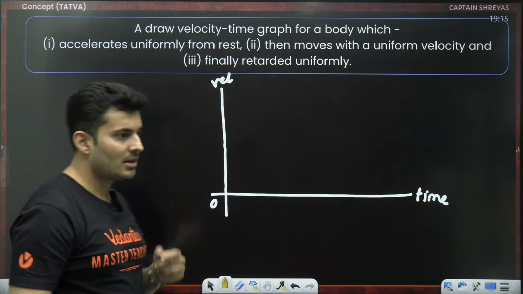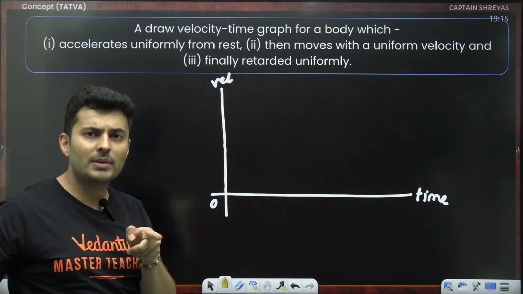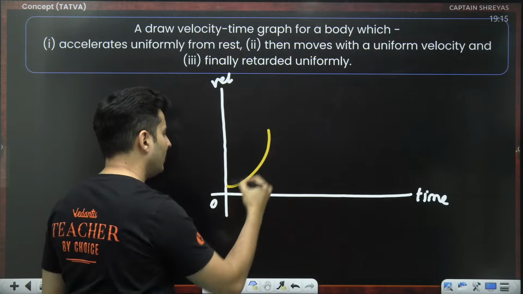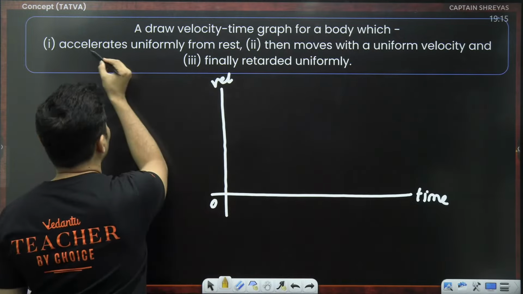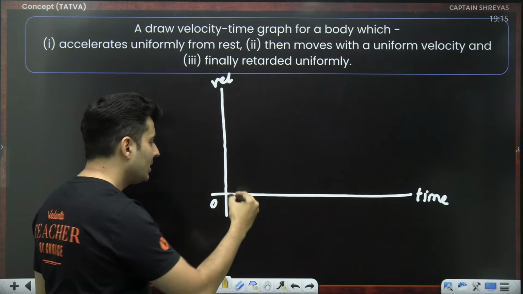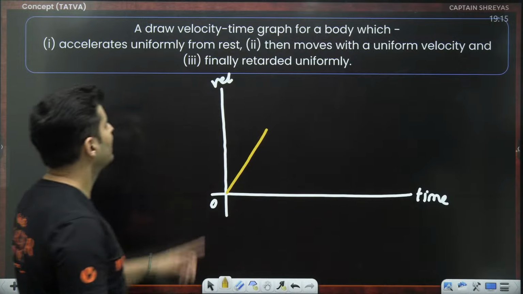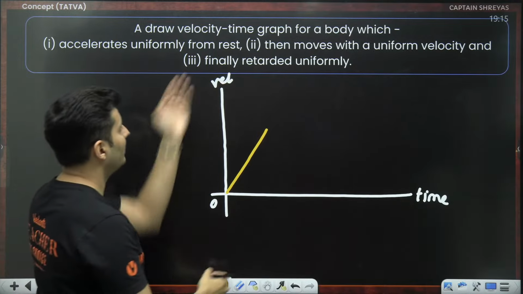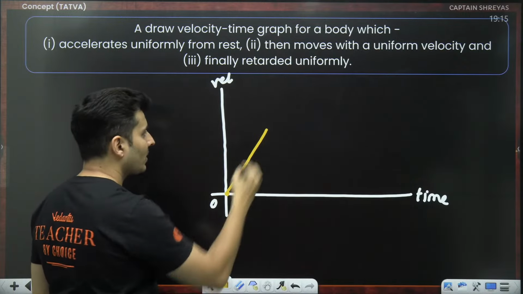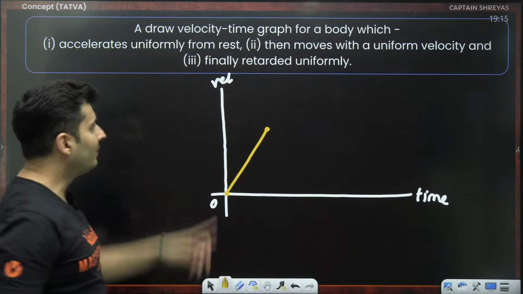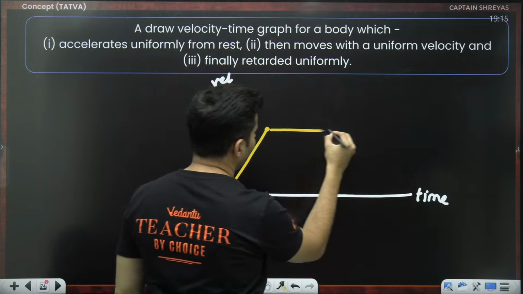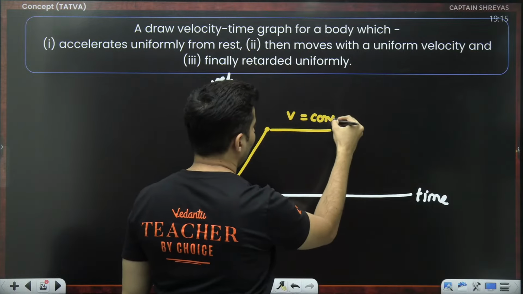First, what is happening? It accelerates uniformly. If acceleration is there, that means velocity is changing. But should I draw the graph curved or should I draw it straight? Because it is mentioned uniform, that means velocity will change at a constant rate. So that's why I'll put it like this. And initially the body was at rest, from rest. So velocity was 0 when time was 0. It reached some value. After reaching some value, it moves with uniform velocity. So v was constant over here.